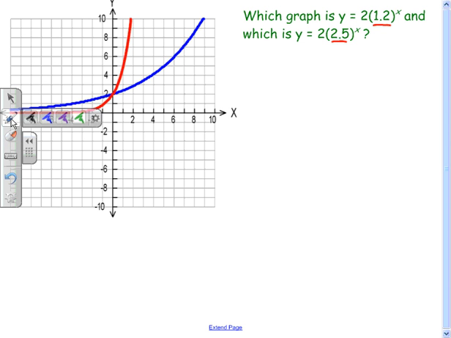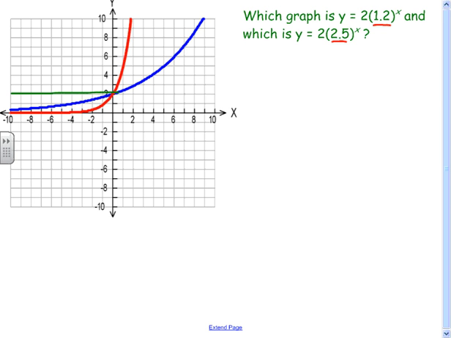Now, one way of solving this problem is to compare the graphs to a flat line. That's not an exponential function. It is a linear function that's got the equation y equals 2. You could also write that as 2 times 1 to the x power, because if you take 1 to any power, you're going to get 1. 1 times 2 is 2.